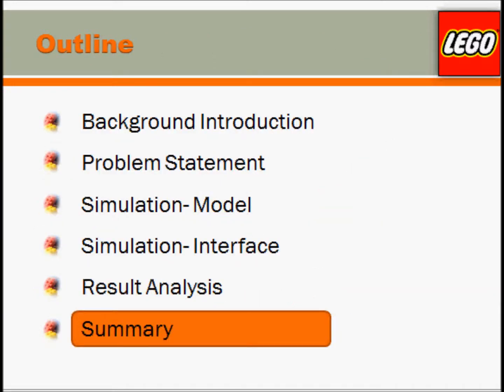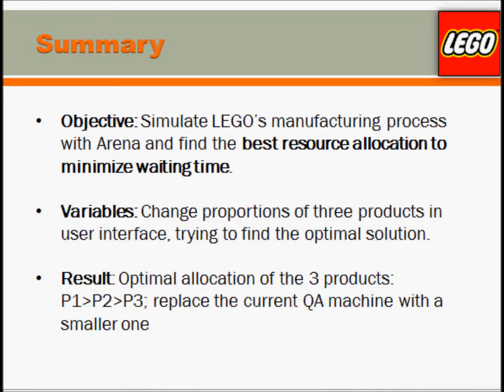Now comes the conclusion part. We have the objective to simulate LEGO's manufacturing process with Arena and find the best resource allocation to minimize waiting time. With this purpose, we chose our variables, the proportions of these products in the user interface, trying to find the optimal solution. After running the simulation model and testing different results under different variables, we can find that the optimal allocation of the 3 products is product 1 greater than product 2 greater than product 3, and the company should replace the current quality assurance machine with a smaller one.